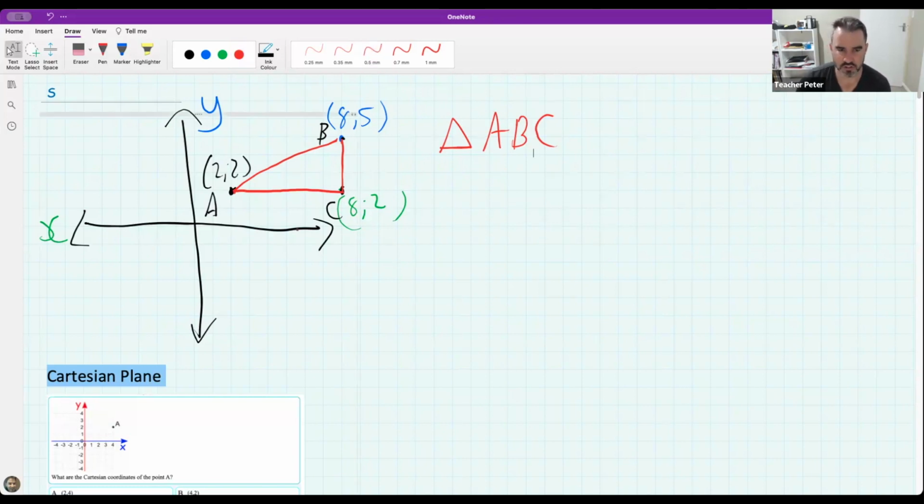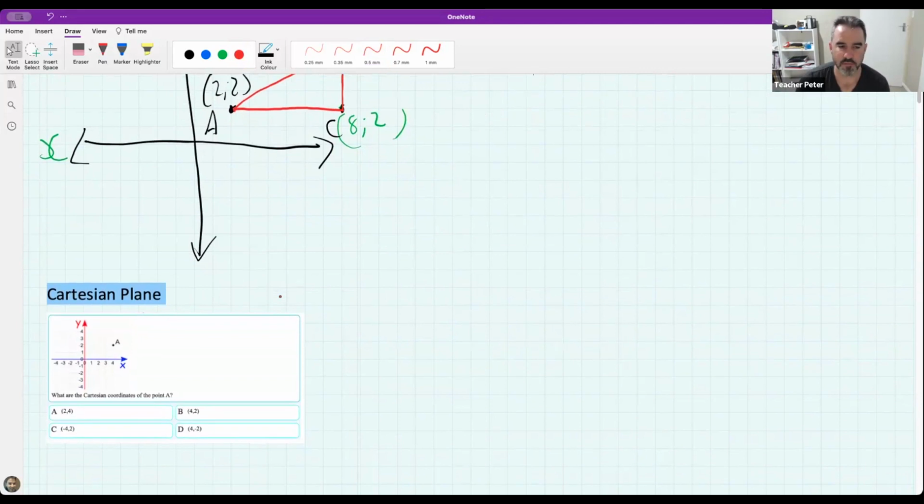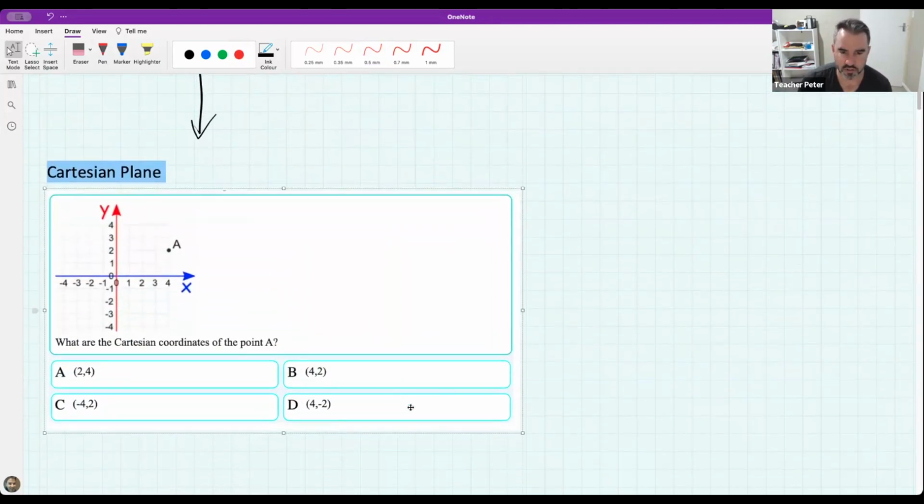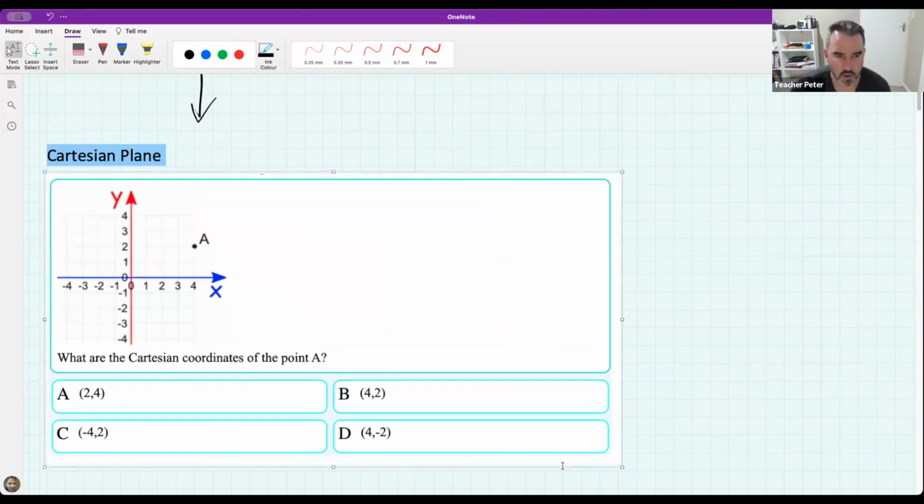So just to get started today, I want to make sure we're all comfortable with points on the Cartesian plane. So let's have a little multiple choice voting question. Which coordinate pair goes with the letter A over there?